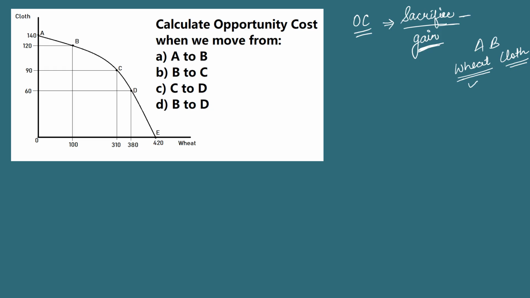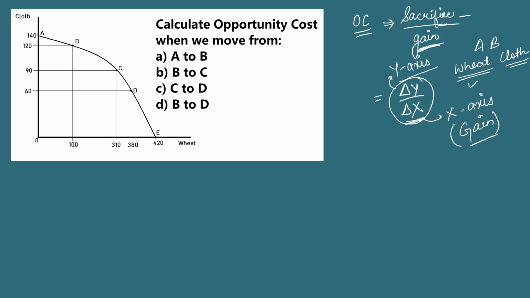So generally when we calculate opportunity cost, it is delta Y by delta X. Delta X represents the x-axis, or the goods that we gain. On the other hand, delta Y is represented by the y-axis, meaning those goods that we have foregone or sacrificed to gain X units. So when we have to calculate opportunity cost, we will use the formula of delta Y by delta X.